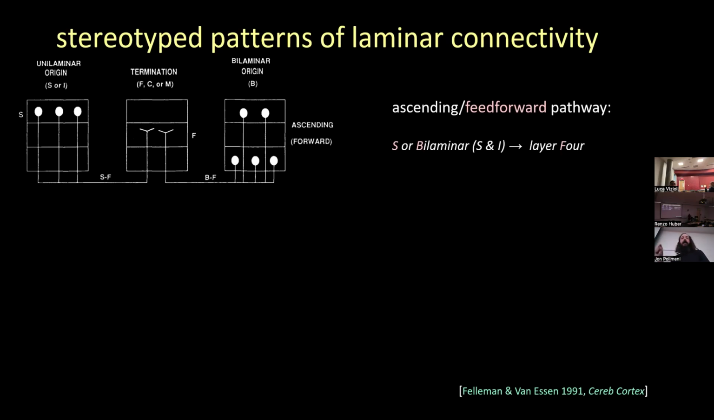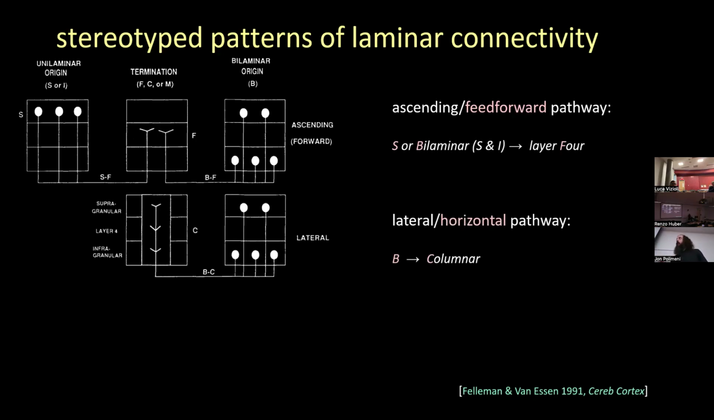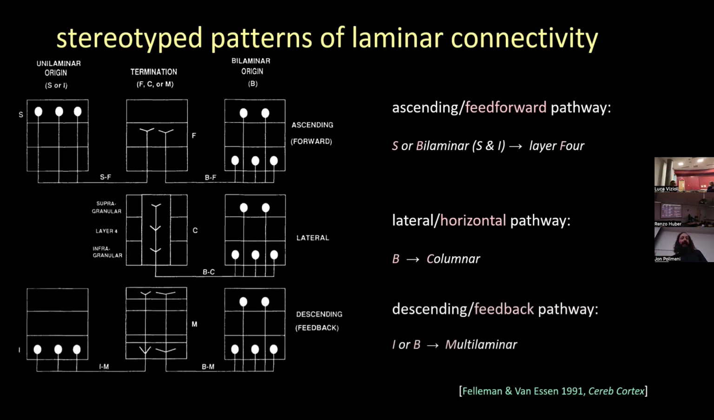They identified an ascending or feed-forward pathway that was characterized by an origin being either supragranular or bilaminar and a termination in layer 4. They identified a lateral or horizontal pathway in which the origin was bilaminar and the termination was more columnar. And they also identified a descending or feedback pathway in which the origin was infragranular or bilaminar and the termination was multilaminar. So again, just by looking at these patterns of connections, we can get some idea about which areas are communicating with each other and which pathway is being engaged.